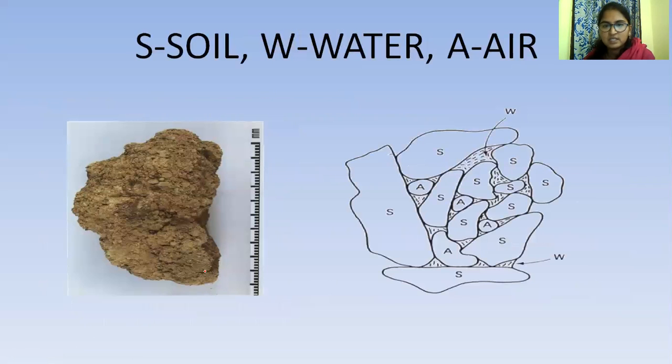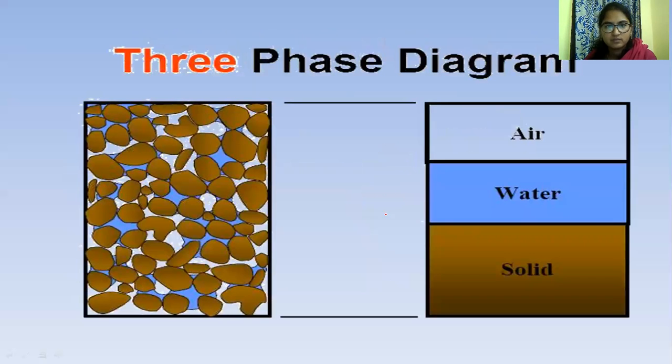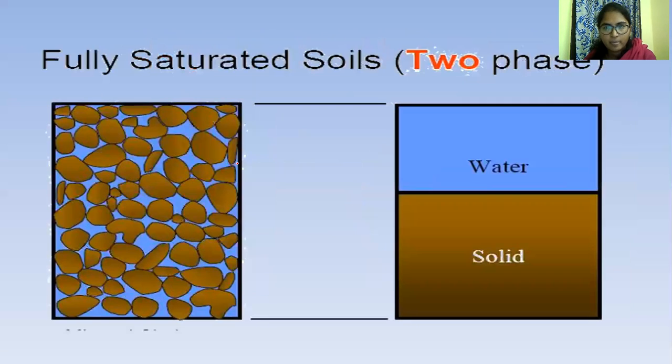Now we can see the soil particles. In this soil, in between the soil particles there are voids. Those voids are filled by either air or water. In the three-phase diagram, we have solid particles and the voids between them, and these voids are filled by air and water.